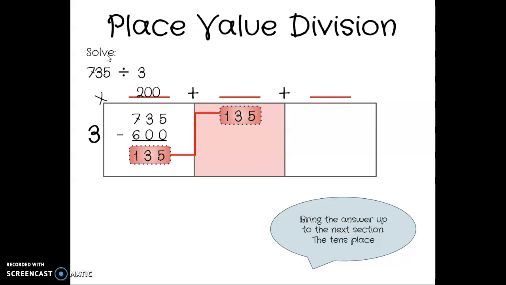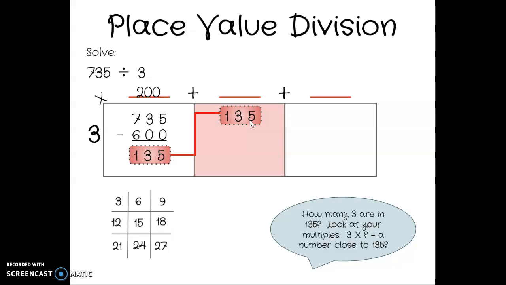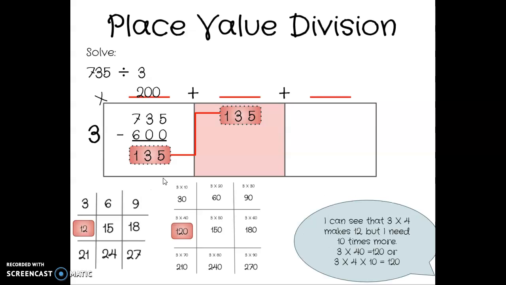After I've subtracted, I will bring the answer up to the next section, the tens place. So now I'm going to focus on how many threes fit into 135. And again, this Tic Tac Toe board does not represent the tens place, so I either multiply these answers by 10, or I go and make a new Tic Tac Toe board. I can see that 3 times 4 makes 12, but I need 10 times more. 3 times 40 equals 120, or I can think 3 times 4 times 10 equals 120.